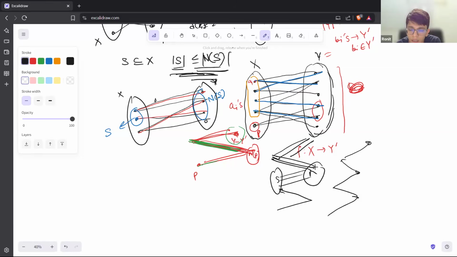So S is a subset of X. Yes. Then we look at the neighbors of those in y dash. Like if it's there in y minus y dash already we are done. If it's not, we just look at the stuff which is there in y itself, and then we look at their neighbors in x like that.